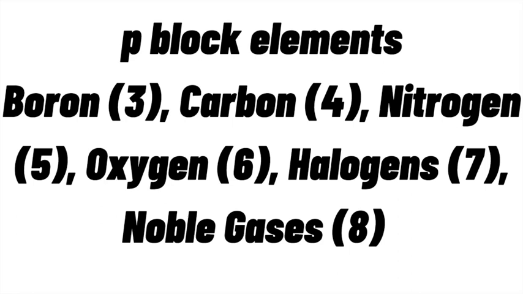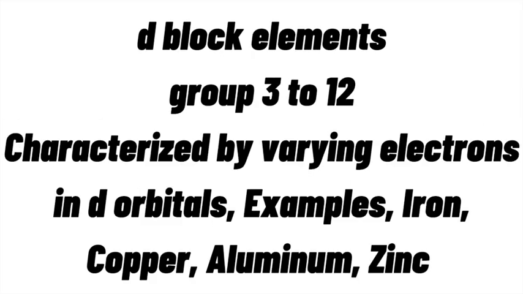P block elements: we move to the right of the periodic table. These include boron, carbon, nitrogen, oxygen, the halogens such as fluorine, and the noble gases, which are the last column. D block elements are from group 3 to 12, characterized by varying electrons in d orbitals.